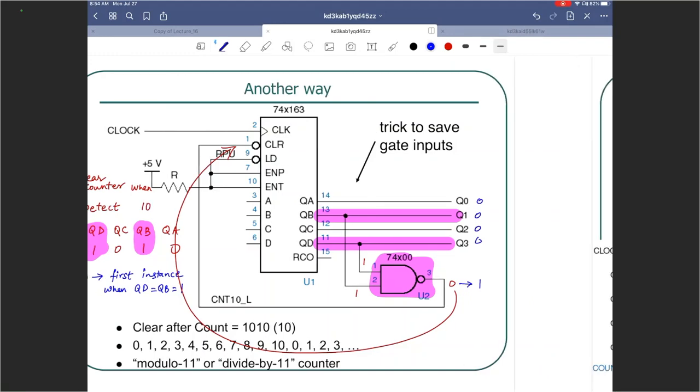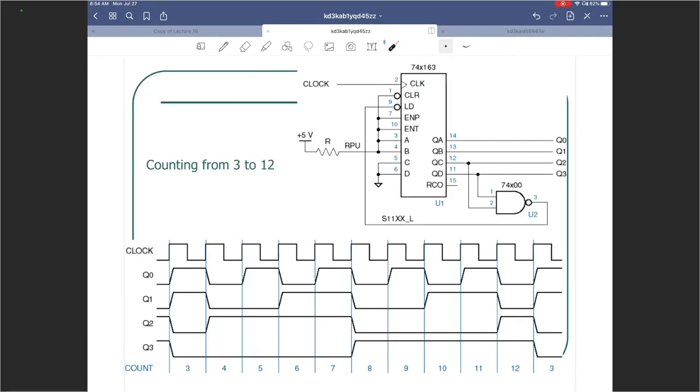All right, so over here the example is slightly different. We are trying to count from 3 to 12. So what would you need to do? Load 3 into the counter when the output is 12, when 12 is detected. So the moment 12 is detected, you will use that to load 3 into the counter.